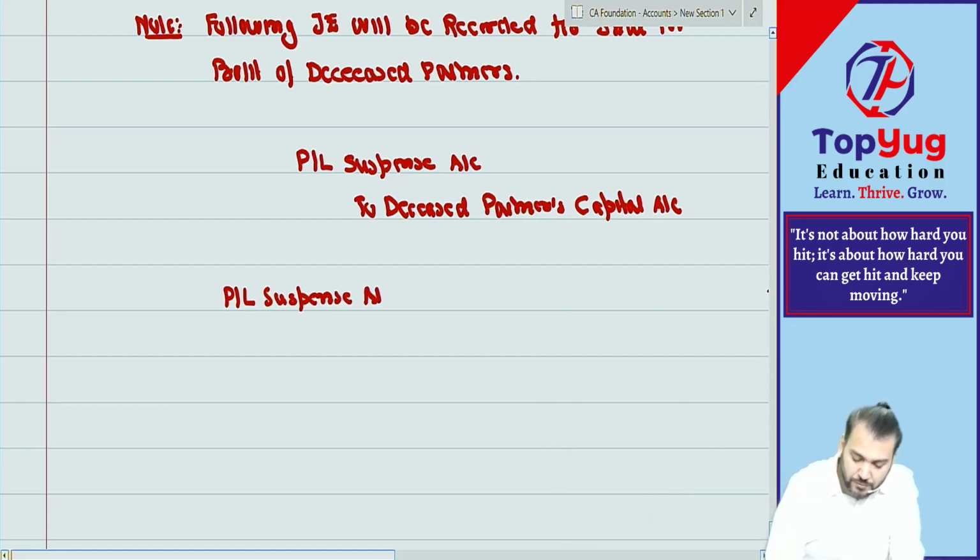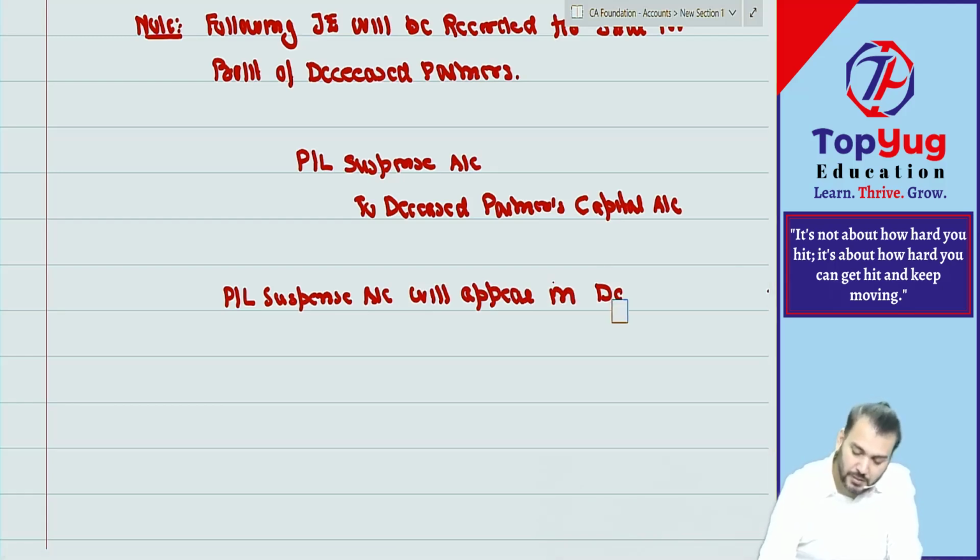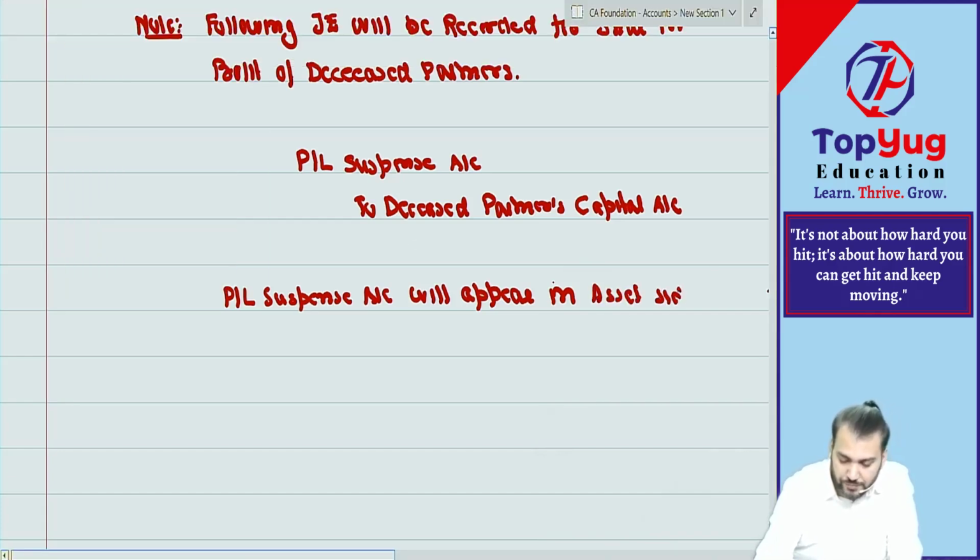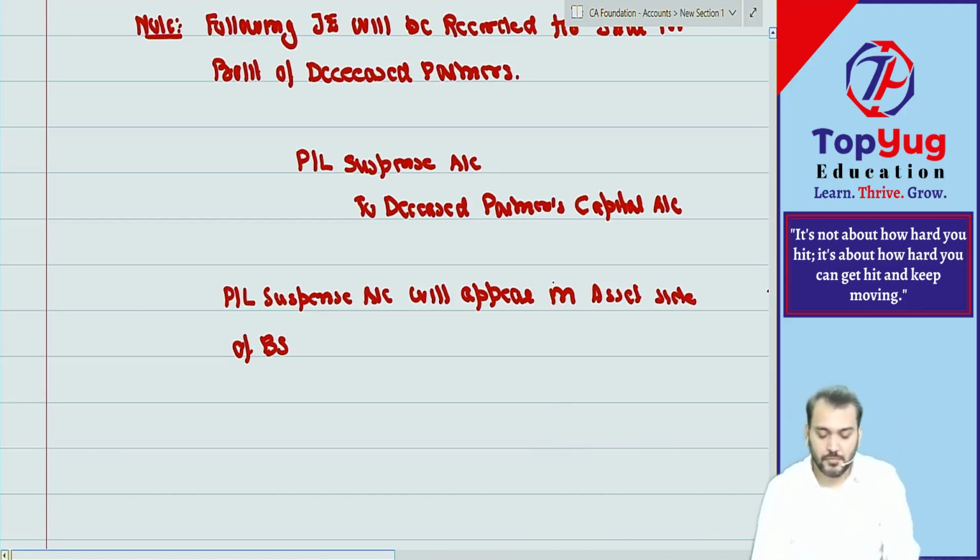P&L suspense account will appear on which side of the balance sheet? Asset side or liability side? Asset side of the balance sheet. Understood?